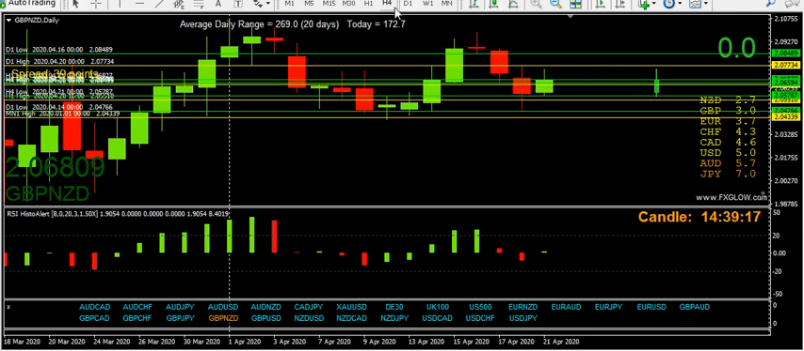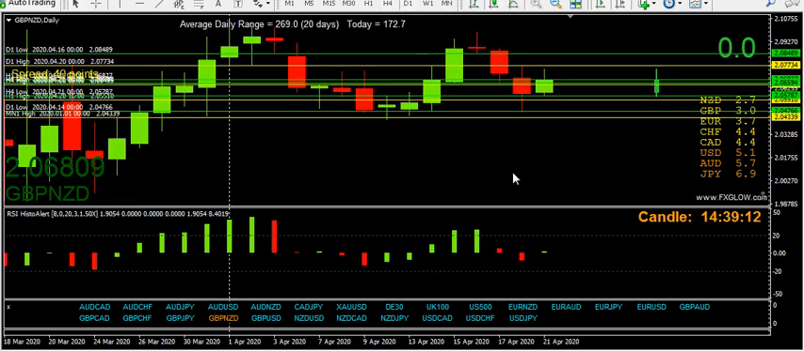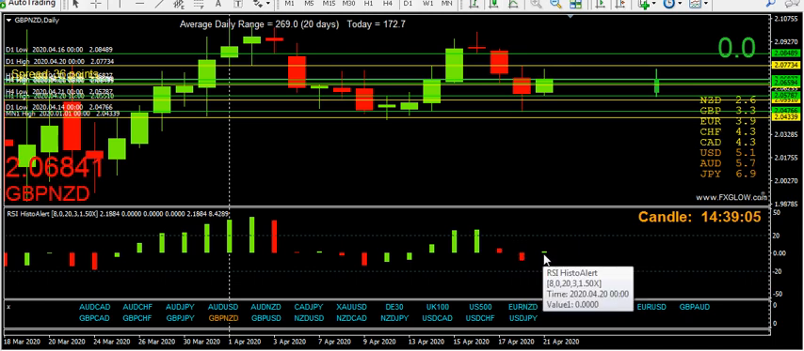So not a lot doing there. Oh, have a look at the histo alert again. It's turning green now, so that's just telling you we're in a pullback really.